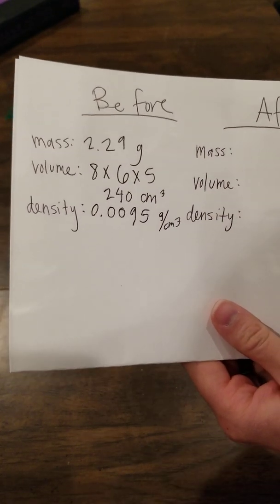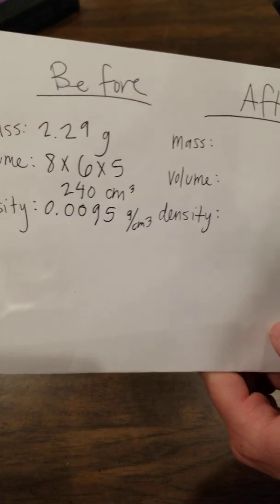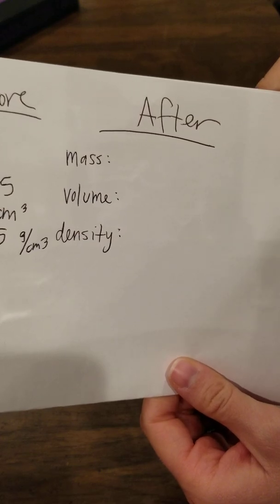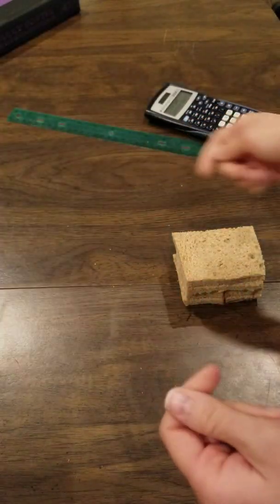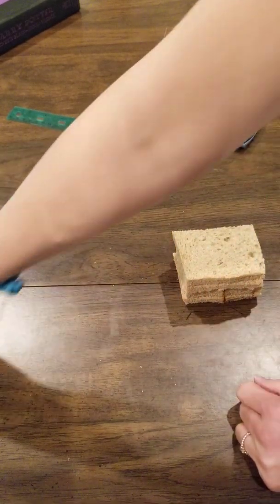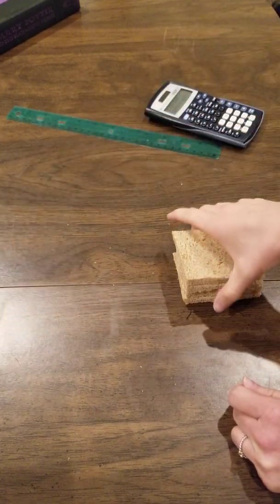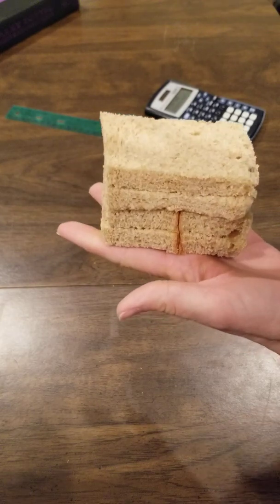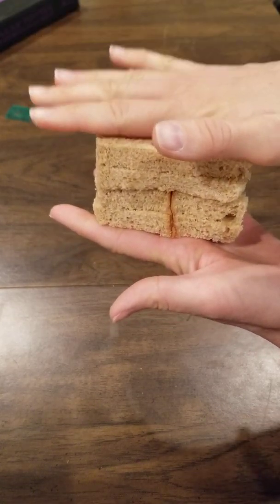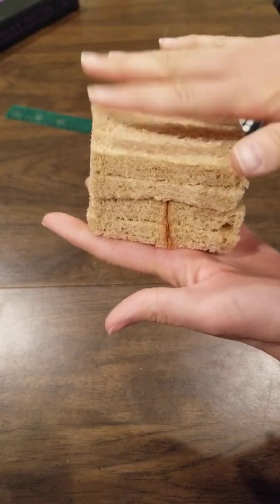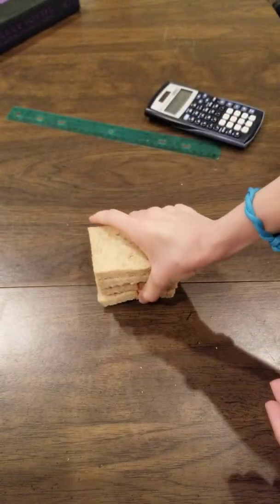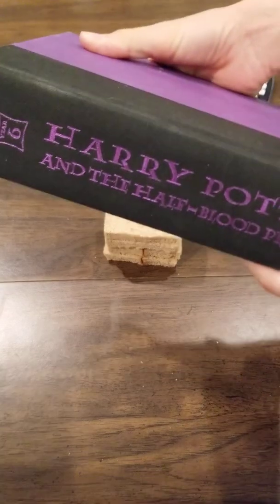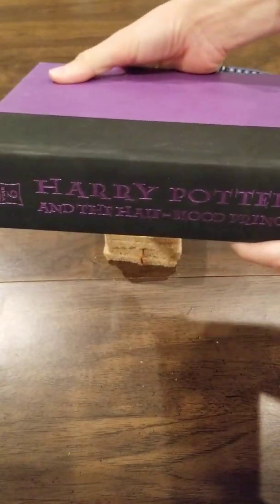Okay, now comes the fun part. I am going to do something mysterious to these breads here and take these measurements again. Remember that we're trying to relate this to the core of the planet, right? The outer core and the inner core are made of the same stuff, but they have different densities. So the question is, can I do something to this bread to change its density? And in order to help me, I have one of my very favorite books ever. It is Harry Potter and the Half-Blood Prince.